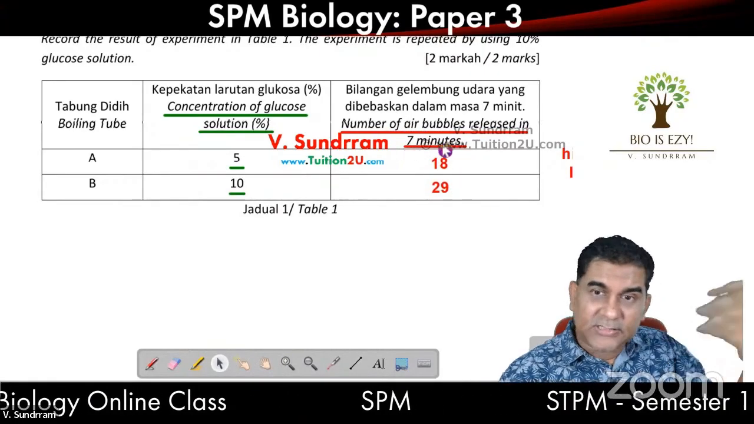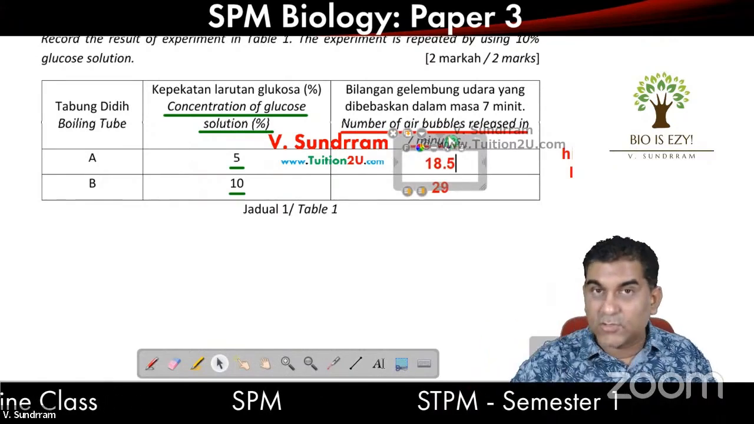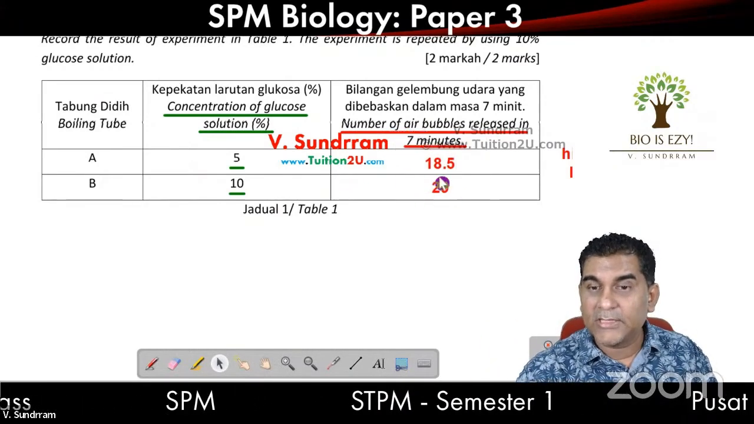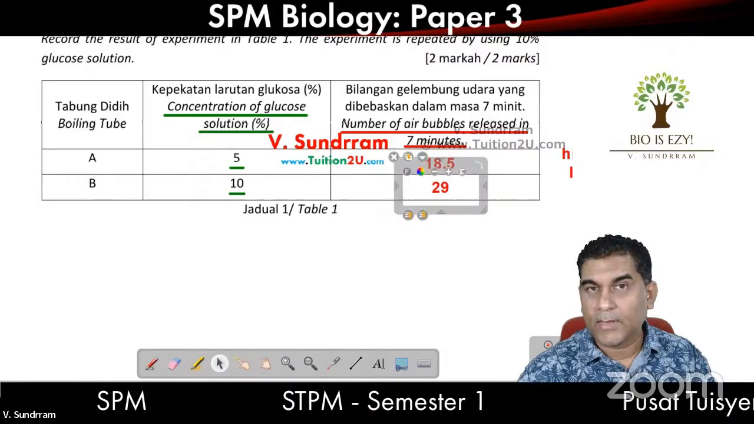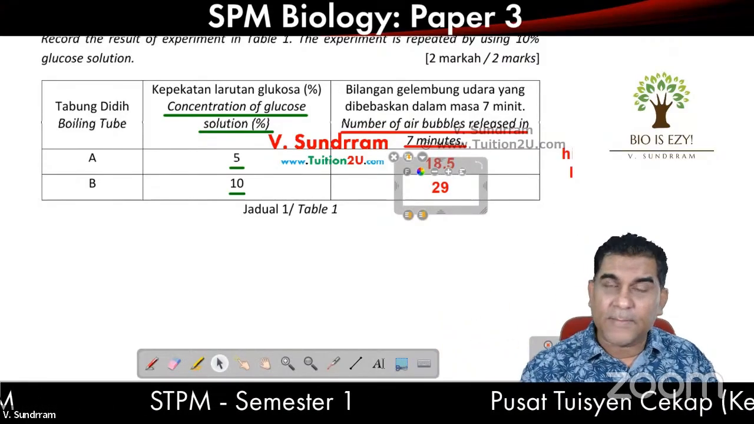For example, let's say there is some other experiment. This is 18.5. Let's assume it's 18.5. And here you wrote 29. Consider you're not following the same decimal point. That 1 mark you don't get.